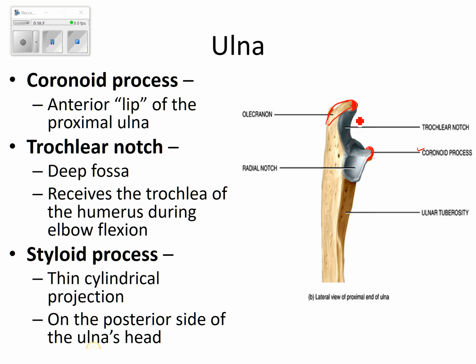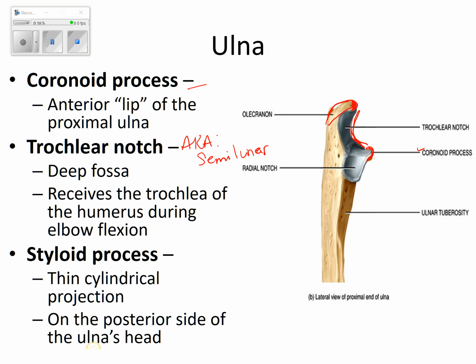The trochlear notch, which is this notch in the middle, is also known as your semilunar notch. It's a deep fossa that receives the trochlea of the humerus during your elbow flexion. The coronoid process, I think I told you that, articulates with the coronoid fossa on the humerus.